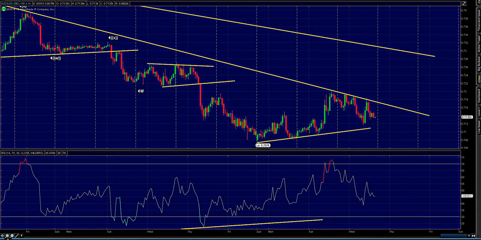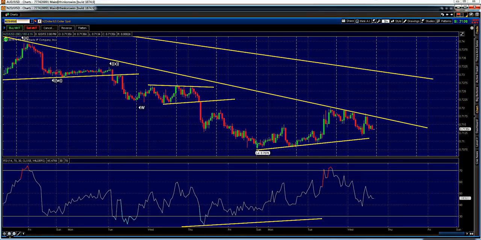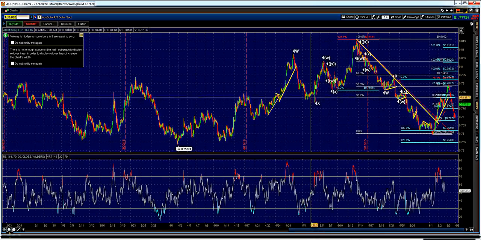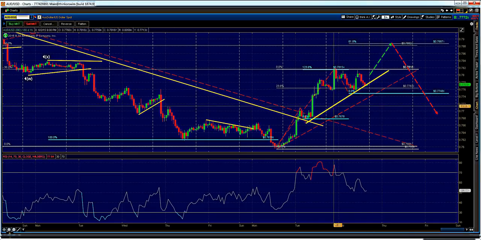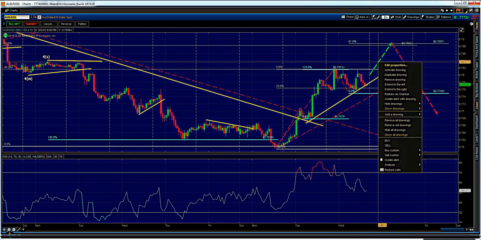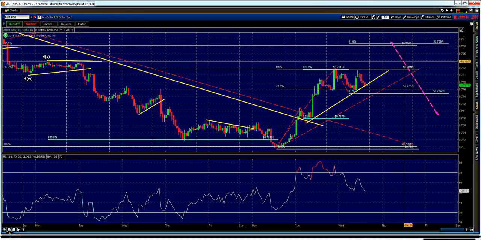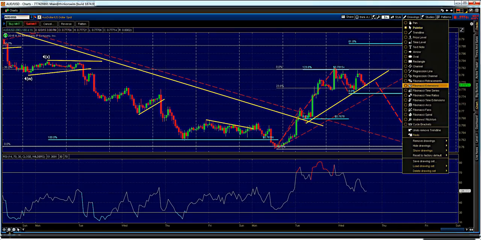Okay, let's minimize this again. So again, on a 1 hour, this is testing trend line support now. So break below, close below, looking for the downside. If it stays above, you're looking at 78.87. If it stays below, we are looking at 77.07 first.